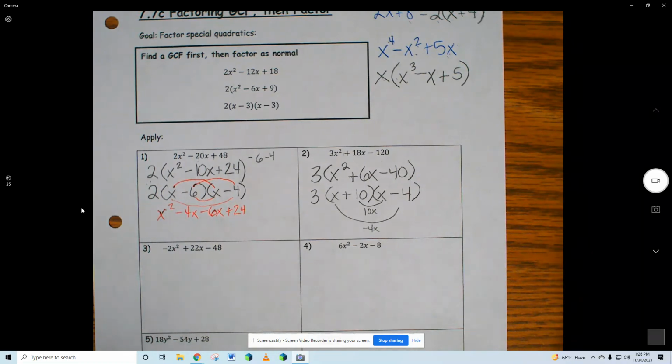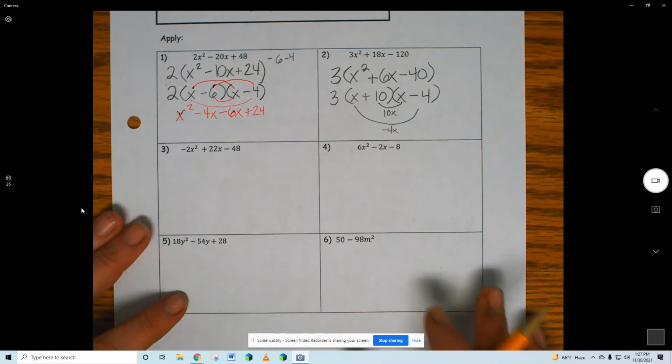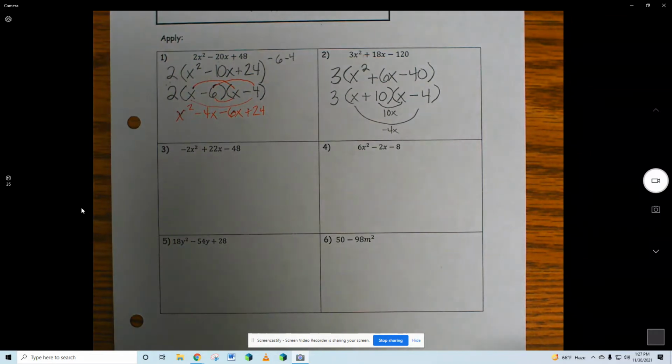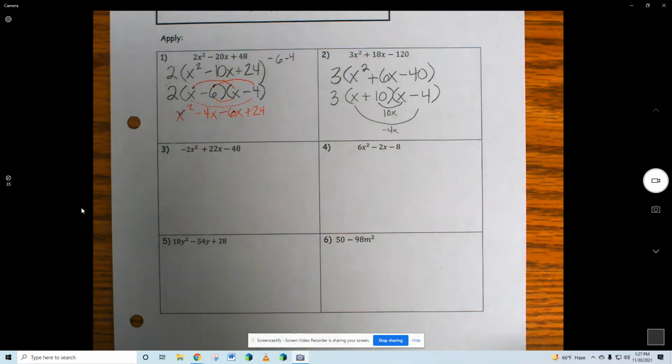Check your math by just multiplying out the parentheses. Make sure. Good, good, good. Let's do number 3. It leads off with a negative. If it leads off with a negative, you better take that negative out immediately.